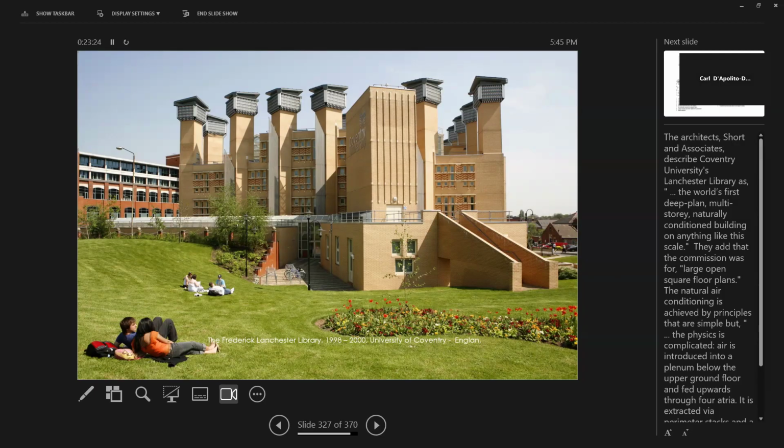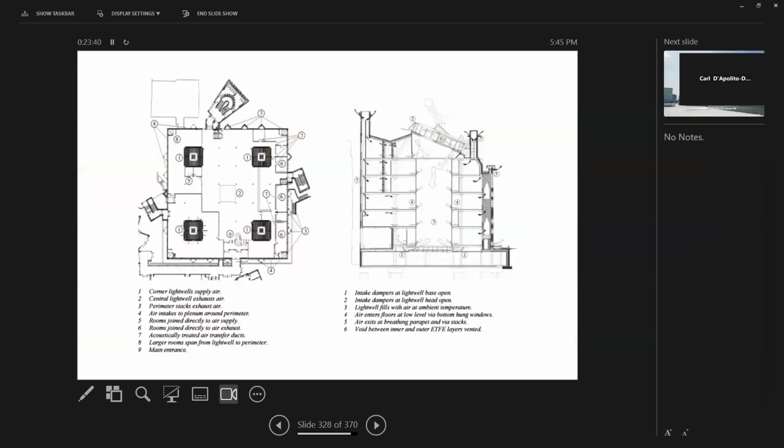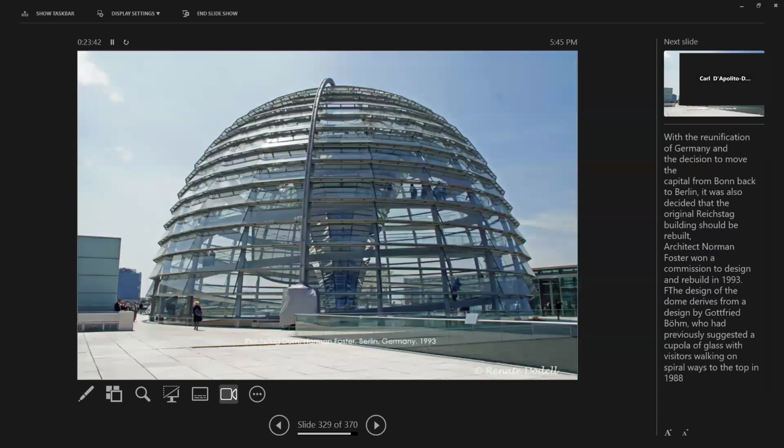They say this is the world's first deep plan multi-story naturally conditioned building. The physics is complicated. The natural air conditioning is achieved by principles that are simple, but the physics is very complicated. It looks like that.